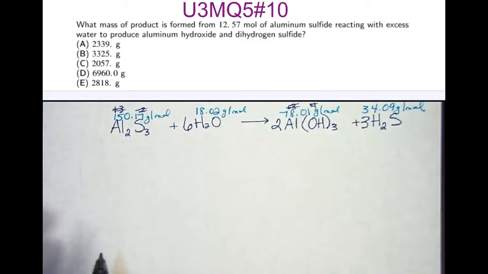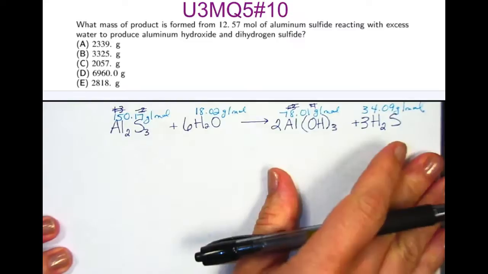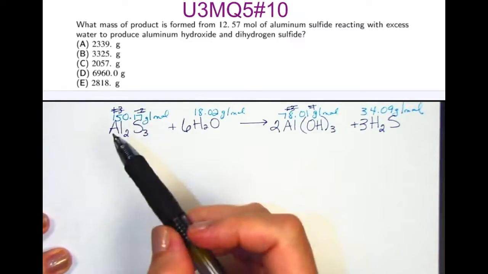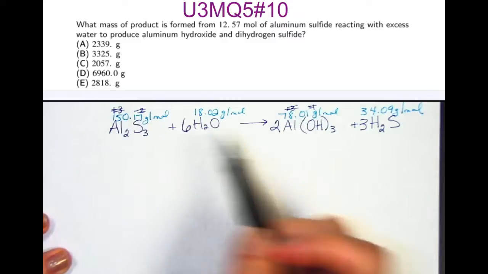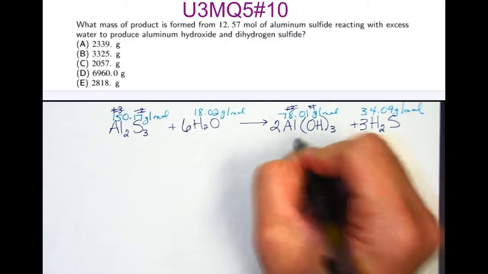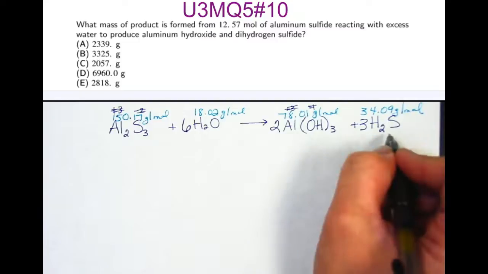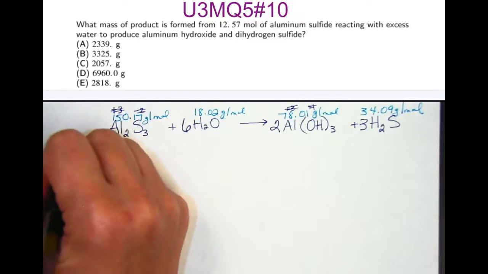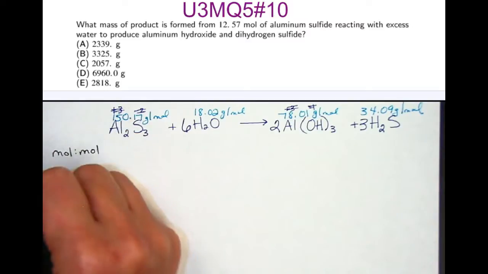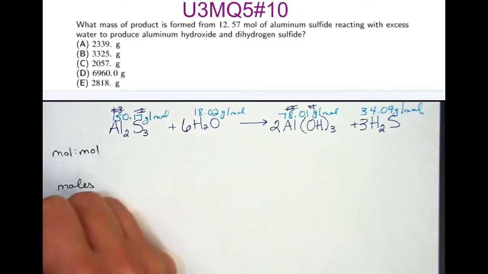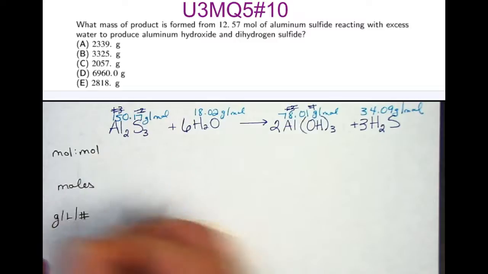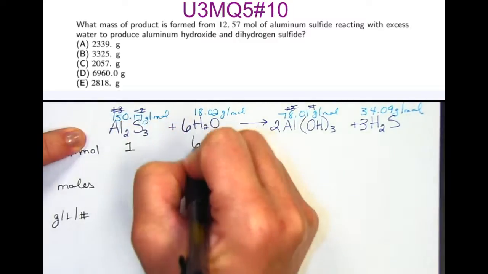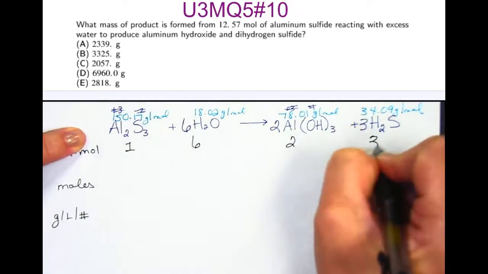I'm going to go ahead and use method 2 in order to solve this, because they're asking for what mass of product is formed. So they don't mean just this product or this one. They mean how much is the total mass of the 2 products combined. So if we use the chart method, first of all, the mole ratio is 1 to 6 to 2 to 3.